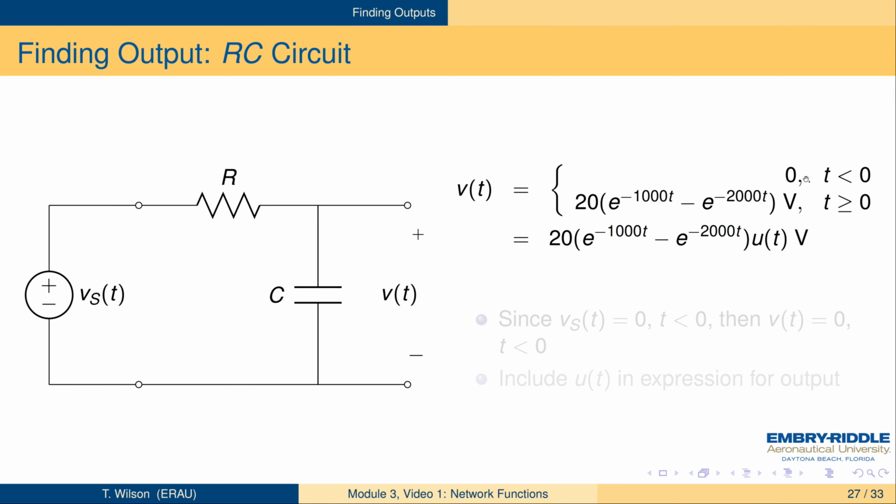Because it's a zero state response, we know that the output was 0 for t less than 0, so we can put this all together and put a u of t here. In fact, we could have done this without going through this extra step of piecewise description of the output.